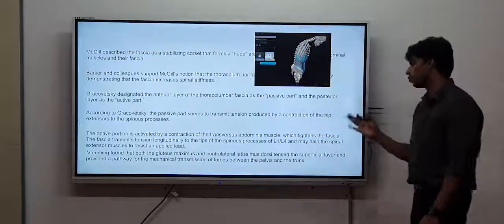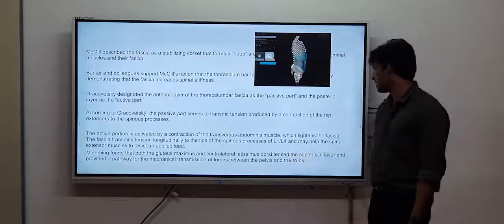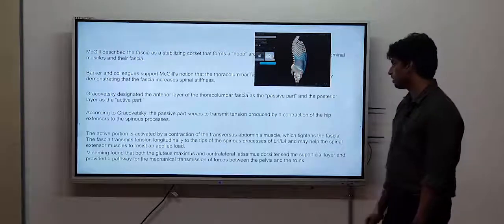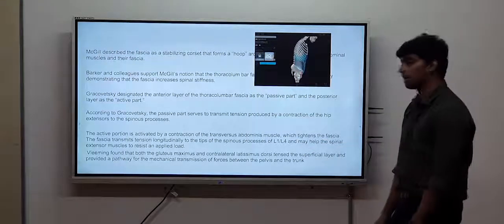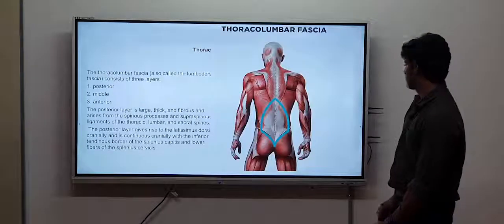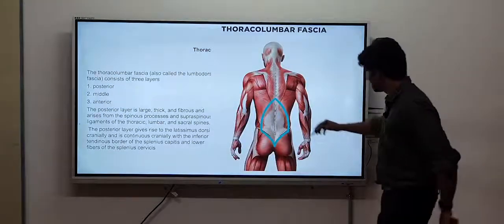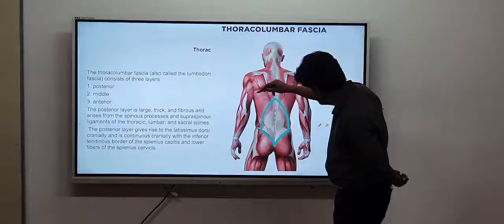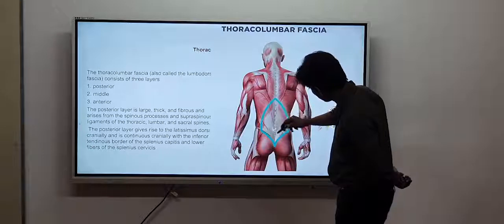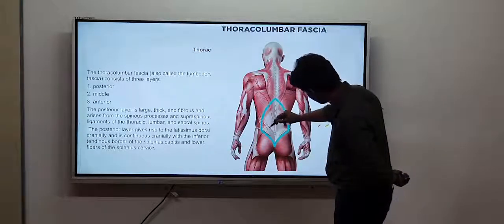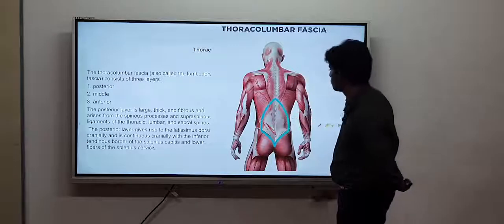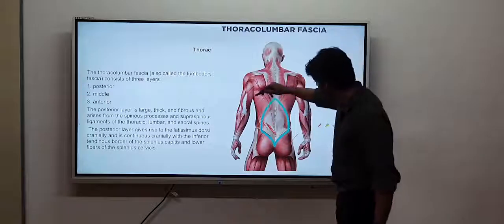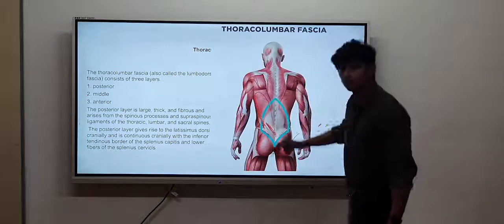Vleeming found that both the gluteus maximus and the contralateral latissimus dorsi tense the superficial layer and provide the pathway for mechanical transmission of forces between the pelvis and trunk. That is because, see, latissimus dorsi is coming like this, and as you know, the thoracolumbar fascia blends with the opposite gluteus maximus. So one side gluteus maximus will be working and the contralateral latissimus dorsi also has to work together.